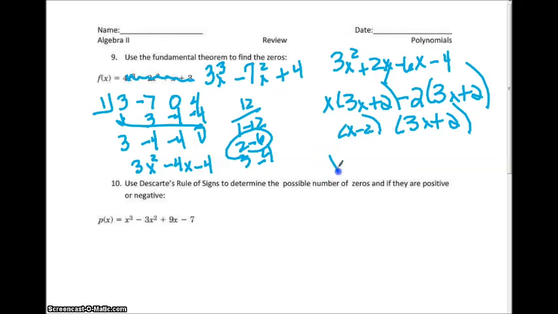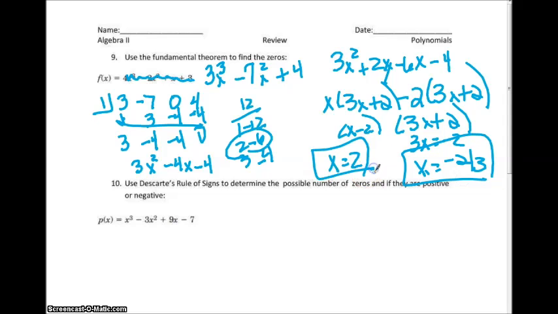So this gives you x is equal to 2. This gives you 3x is equal to a negative 2, and so x is equal to a negative 2/3. So negative 2/3, 2, and 1 are going to be your zeros.